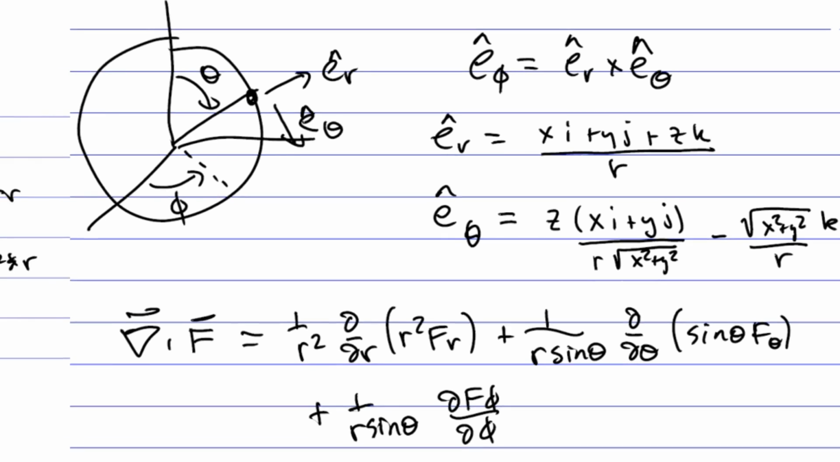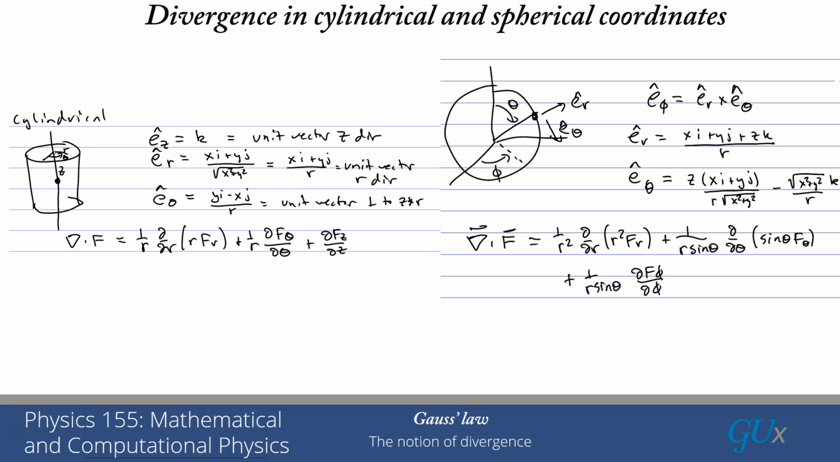You want to be sure that you can use the formulas. I'm not going to ever test you to derive the formulas, but you need to know how to use them, which means you need to know how to write a vector in terms of its r, theta, phi or its r, theta, z components, and you need to know how to actually calculate the divergence if you're given a function that has those particular components.